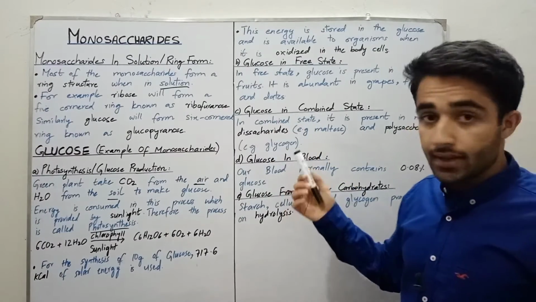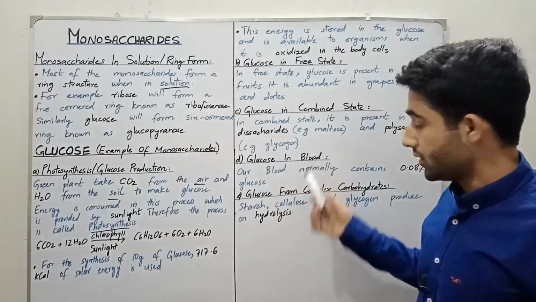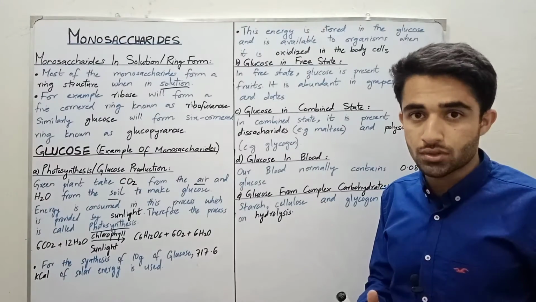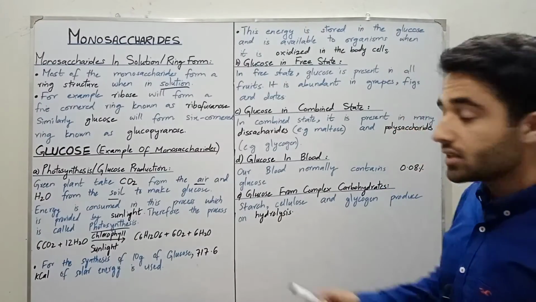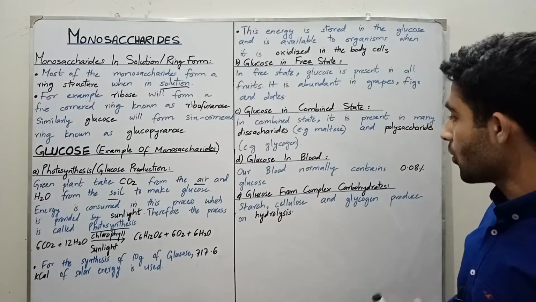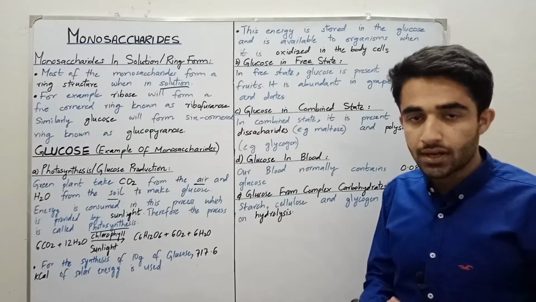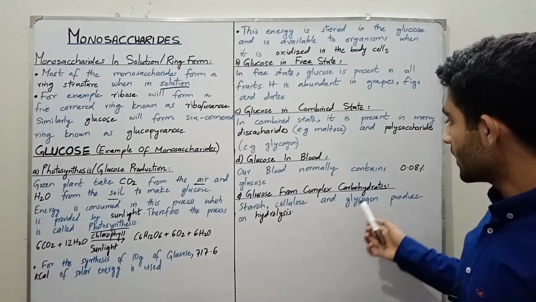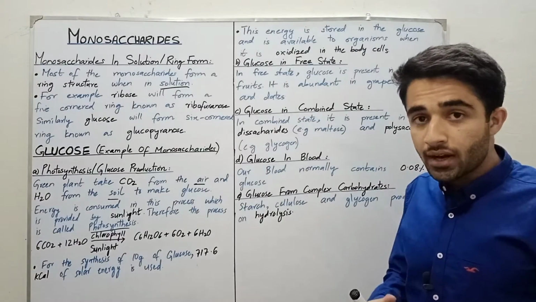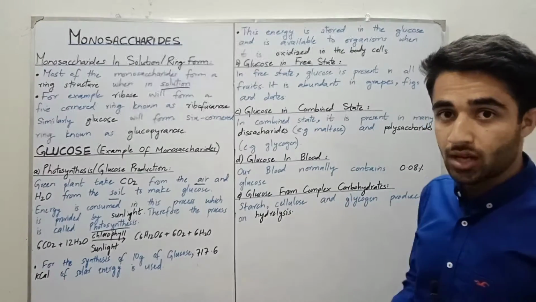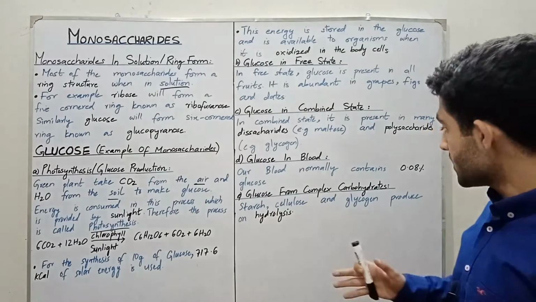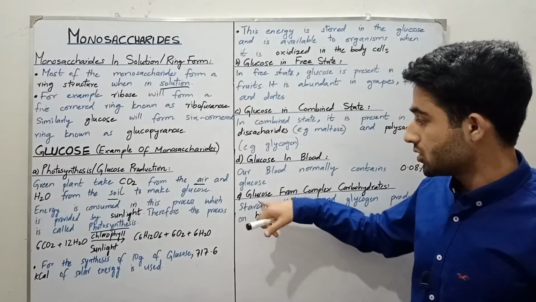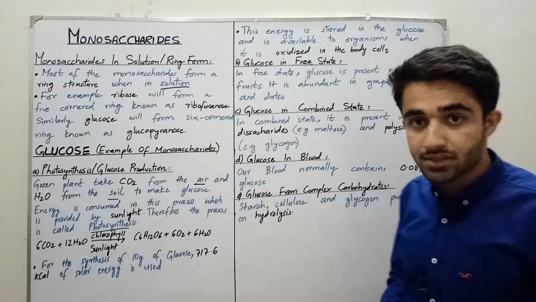Then the next one is glucose in the blood. Our blood normally contains 0.08% glucose. The next point is glucose from complex carbohydrates. In complex carbohydrates like starch, cellulose and glycogen, we can obtain glucose by the process which is called hydrolysis. So by hydrolysis we can produce glucose from the complex carbohydrates.